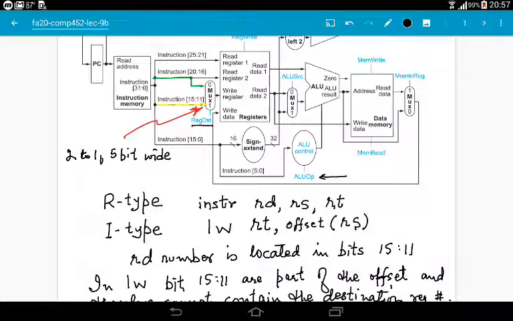Why? Because branch if equal has to perform subtraction to test the equality of two registers, and one of the registers is RS, whose value comes from the read data 1 output, and the other register is RT, whose value comes from the read data 2 output. So this mux must be 0 when the branch if equal instruction is executing. Okay, so that is the only case.